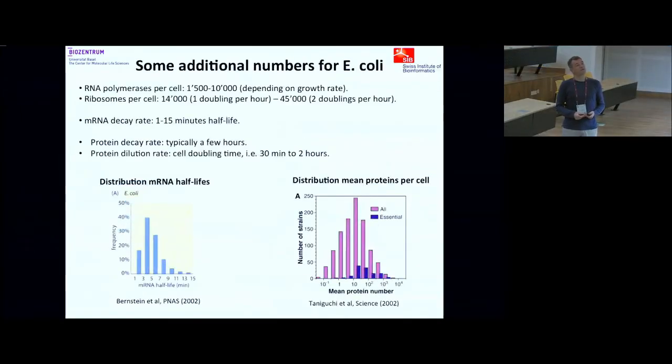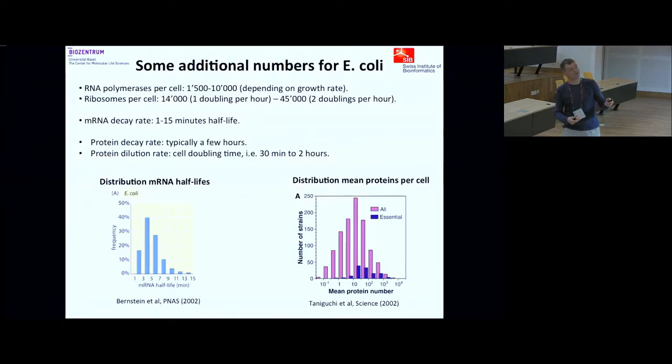Some additional numbers. These RNA polymerases transcribe all the genes. E. coli has about 4,500 genes. Depending on growth rate, there are something between 1,500 and 10,000 of those per cell. And the ribosomes that translate the mRNAs into protein, depending on growth rate, there are somewhere between 14,000 and 45,000.